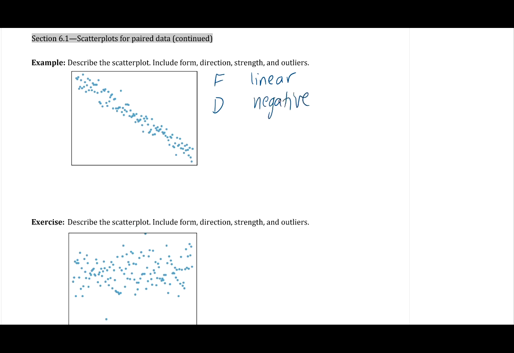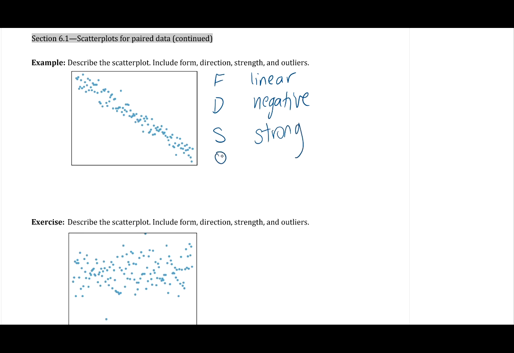direction. For strength, what we're looking at is: is it weak, is it moderate, is it strong? And what you're trying to look at there is how close the points are to each other. In this case, they're all pretty close along that linear trend. So I would describe this as being strong.